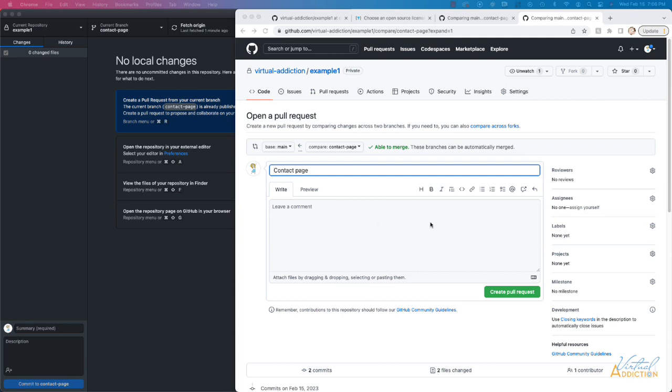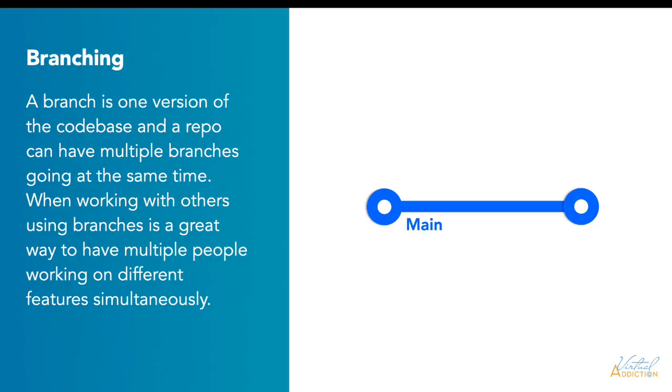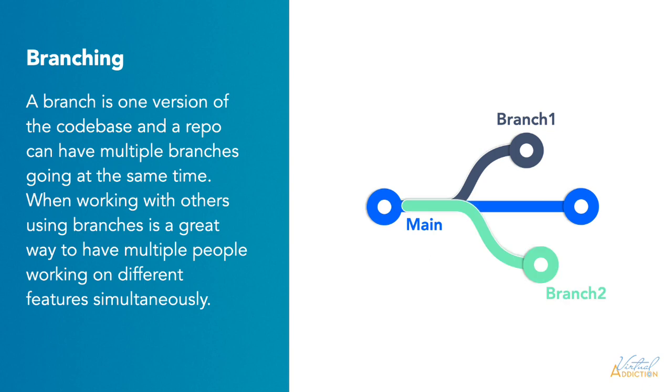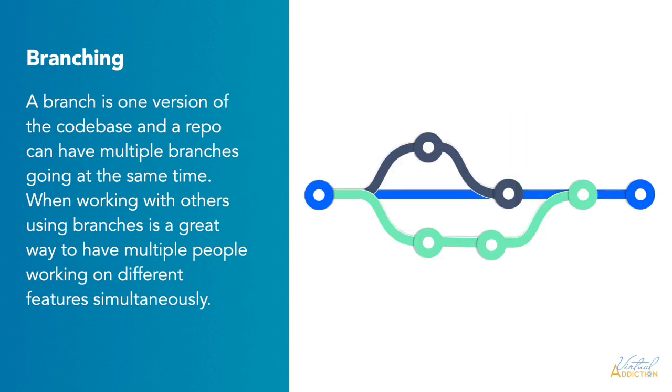Generally, if you're working by yourself, there might not be a need to work in branches, but when we work with other people, branching can be very helpful. In Git, a branch is one version of the code base, and the repo can have multiple branches going at the same time. When you're working with other people, using branches is a great way to have everyone working on different features simultaneously. Each branch should be created from the main branch. Then different people can work locally on their own branches, and when they're done with their work, they will want to merge the branch back into the main branch.